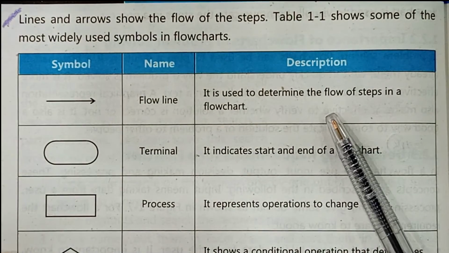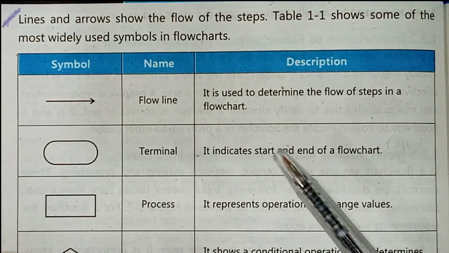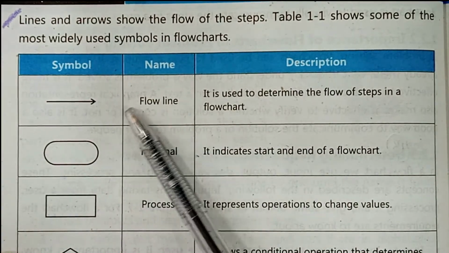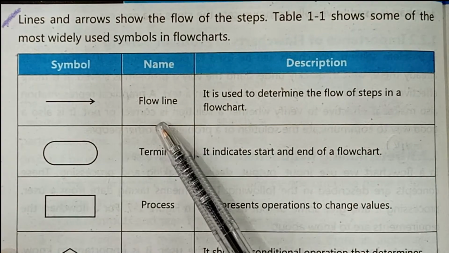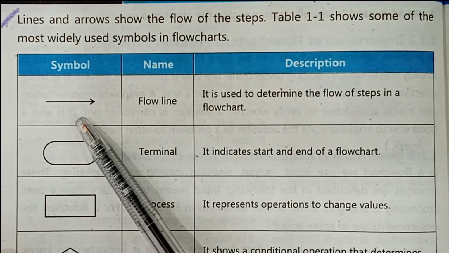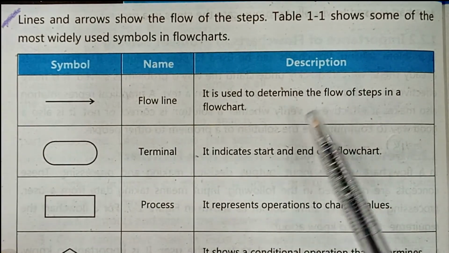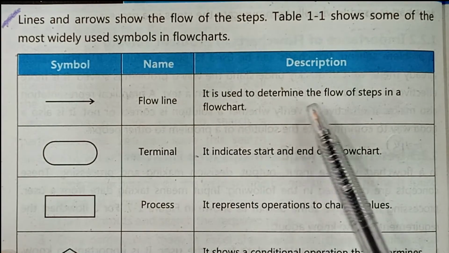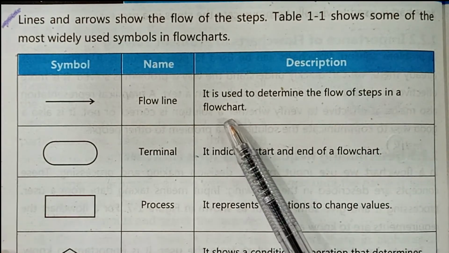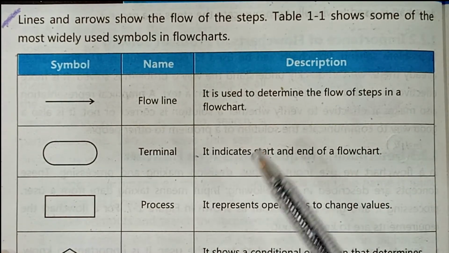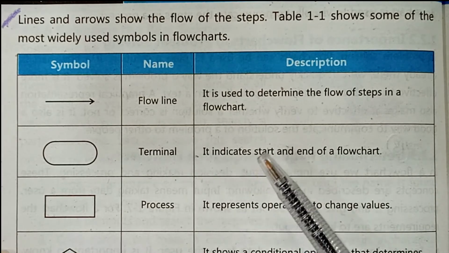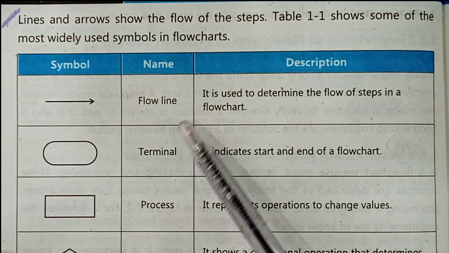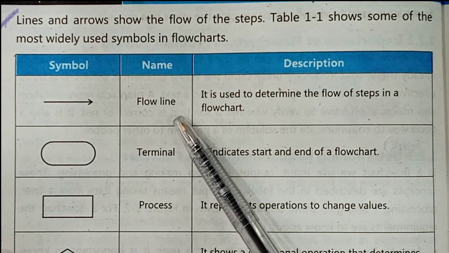Now students, we are going to study about the symbols that are used in flowcharts and their descriptions. First one is flow line. This is the symbol of flow line and it's the description of it. It is used to determine the flow of steps in a flowchart. Students, a line is a connector that shows relationships between representative shapes, that is called flow line.